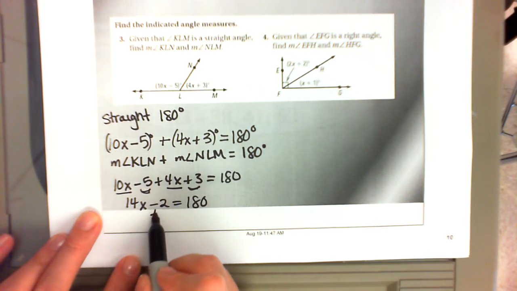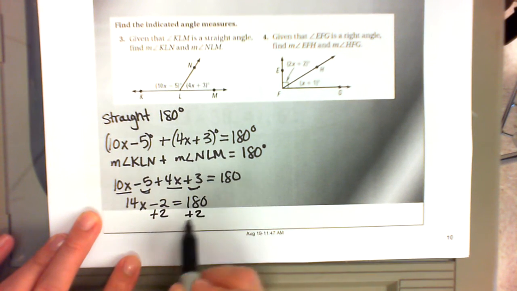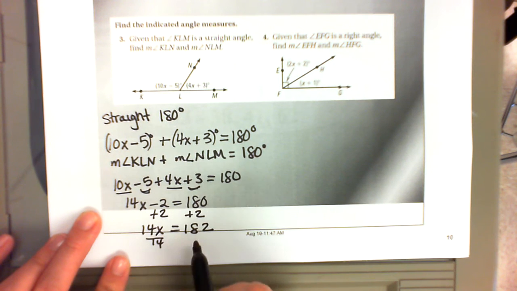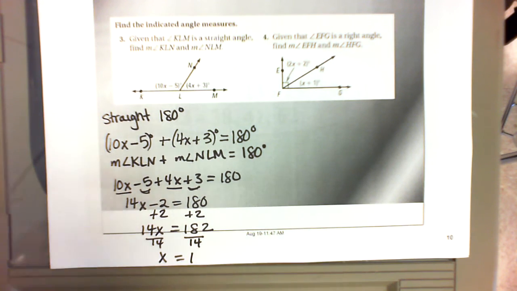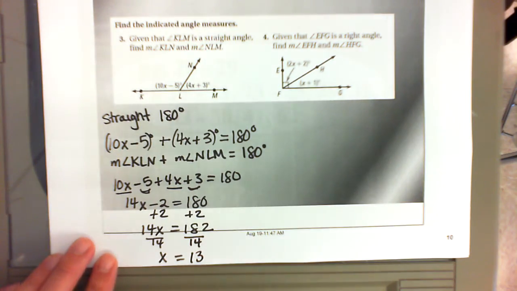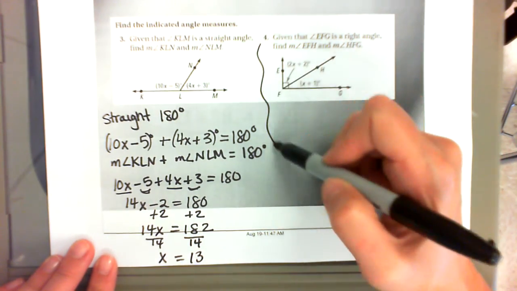I can add 2 to both sides. 14x equals 182. Divide both sides by 14 to get x isolated. X equals 13.